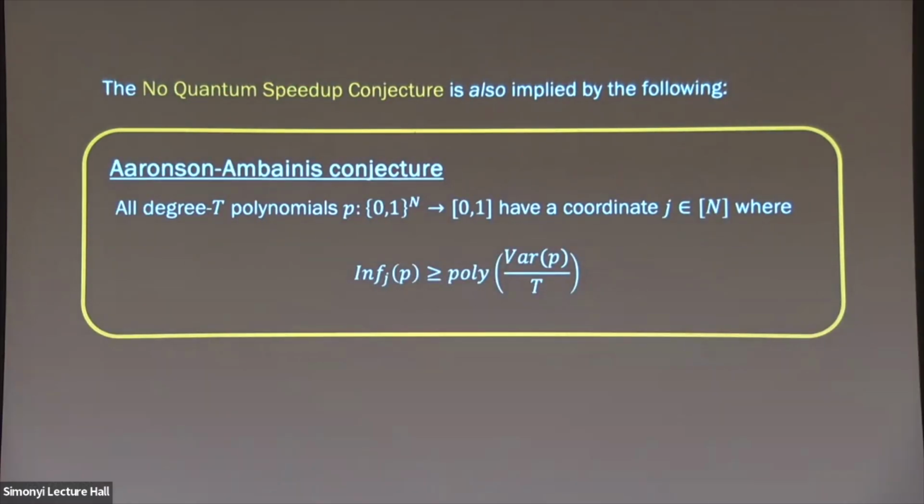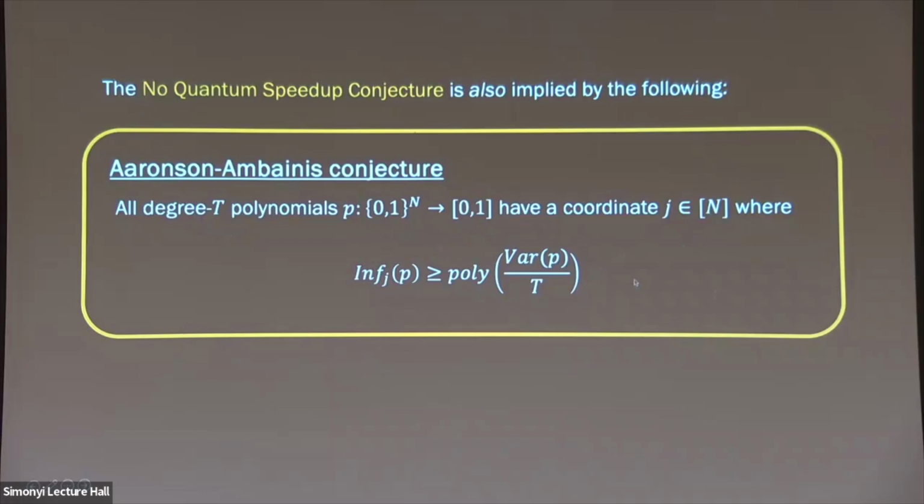And just because I think this is a really interesting connection, this no quantum speedup conjecture is also implied by the following, which is called the Aaronson-Ambainis conjecture. And this says that all degree T bounded polynomials from the hypercube to [0, 1] have some influential coordinate, meaning that the influence of this coordinate j is at least polynomial in the variance of this polynomial divided by the degree.